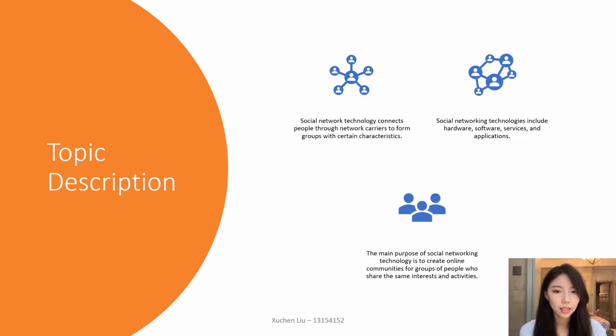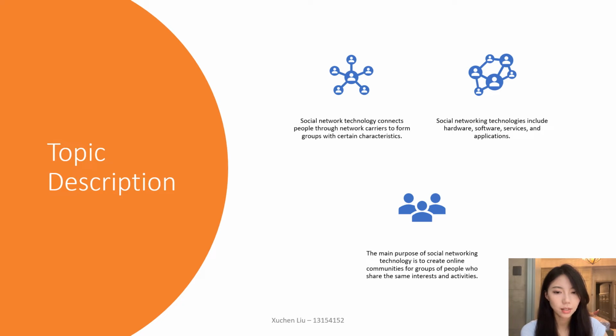Social network technology is a network technology that connects people through network carriers to form groups with certain characteristics. The more people use the product or service, the more valuable and attractive the product or service is. Social networking technologies include hardware, software, services, and applications.